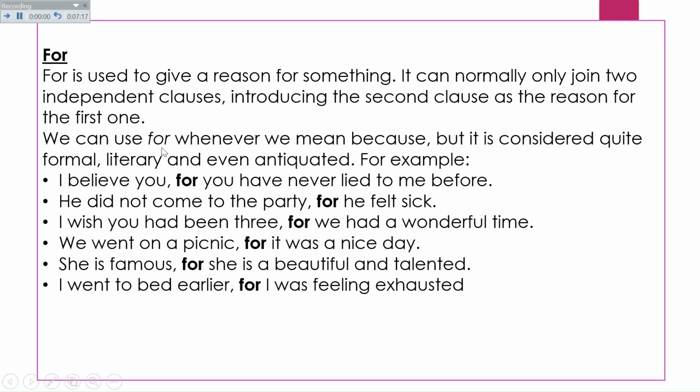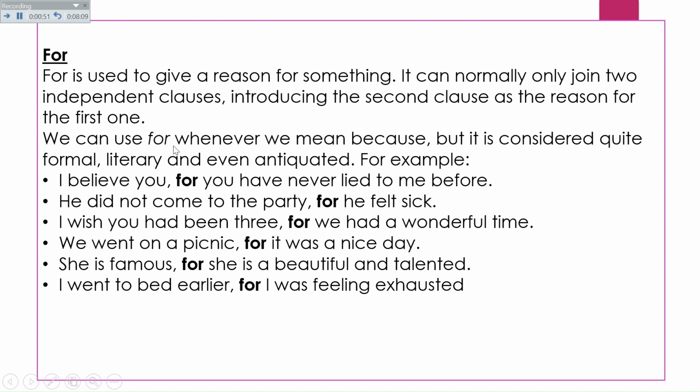So why do you use for, guys? One more thing to remember: where we use these coordinators in our English writing, the sentences are called compound sentences, and where we use subordinators, they are called complex sentences. Okay, for is used to give a reason for something. It can normally only join two independent clauses, introducing the second clause as the reason for the first one, right? The second clause describes the reason for the first clause.